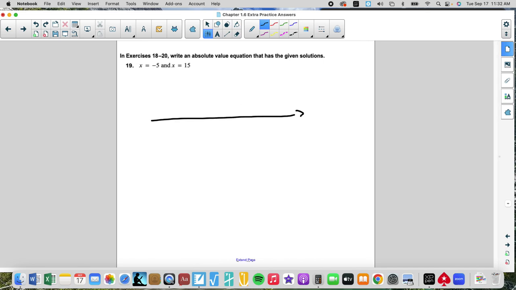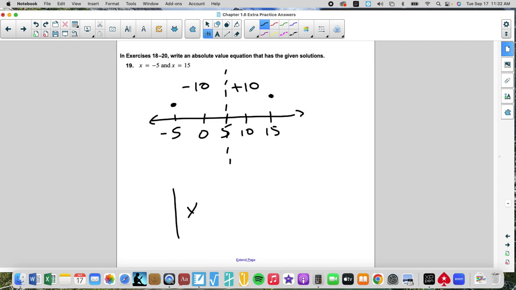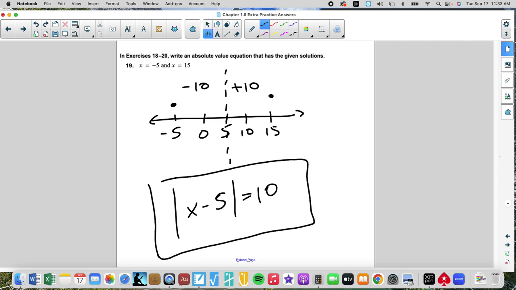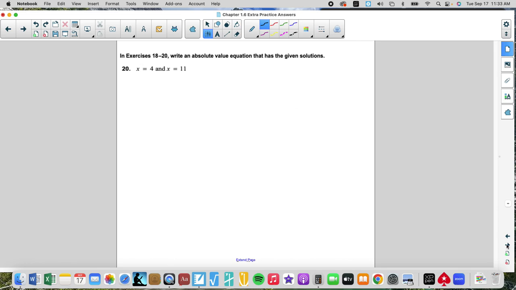We're going to, again, use the number line. Negative 5, 0, 5, 10, 15. If these are my two solutions, what is equidistant? Equidistant would be 5, and it would be minus 10 and plus 10. So that's my distance. So I would say the absolute value of x minus 5 equals 10. If we plug in negative 5, we get negative 10. The absolute value of negative 10 is 10. And 15 minus 5 is 10. And that's my answer again. Nice, easy, quick way of writing absolute values for those solutions.